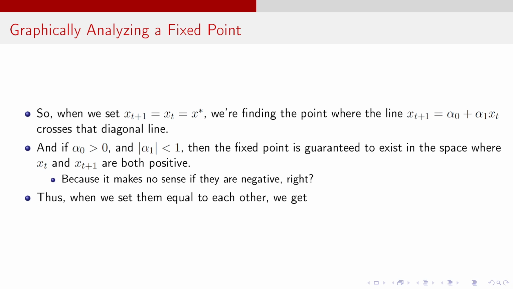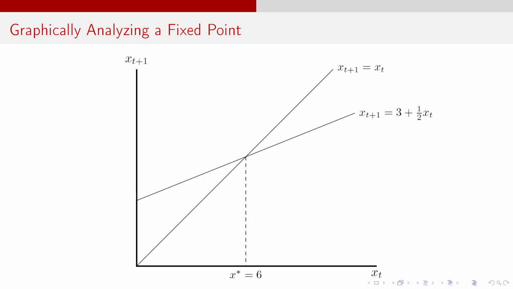Thus, when we set them equal to each other, what we get is x star equals 6, because that is the point where x_{t+1} = 3 + 1/2 x_t crosses that 45-degree line. As long as the dynamical system crosses that 45-degree line, the point of intersection is the fixed point, or the steady state, or the dynamic equilibrium.